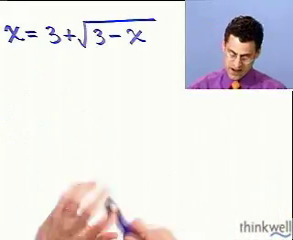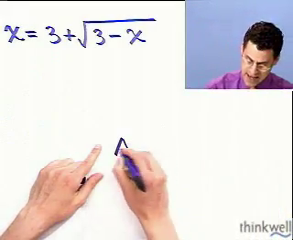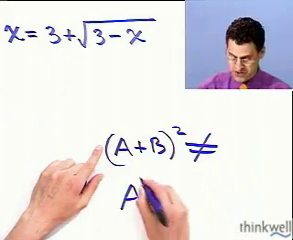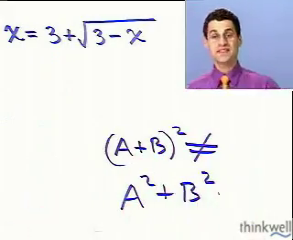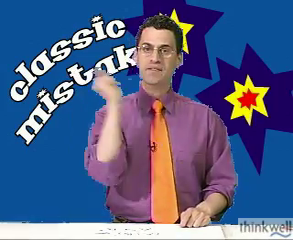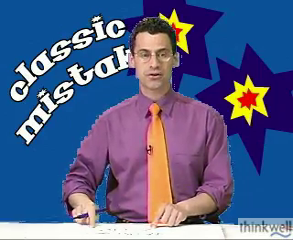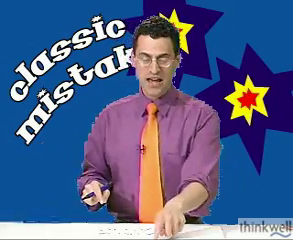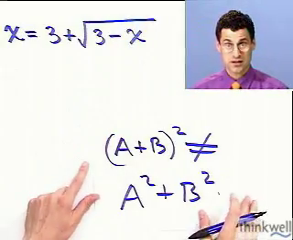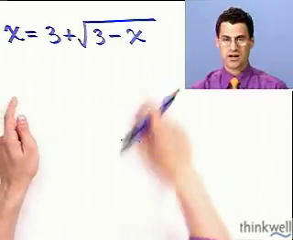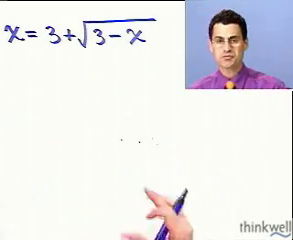Because remember, if I have something, a plus b, and I square that, I do not get a squared plus b squared. This is the number one classic mistake, number one on my top 10 list, the squaring mistake. This is not true. Remember, don't forget to FOIL. There are middle terms, inside terms and outside terms, and that's going to contribute more square roots. So the important thing to remember is that when I see a square root equation, I have to get the square root by itself. I have to isolate it so there's no FOILing.